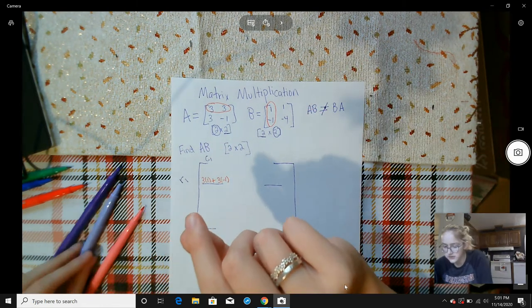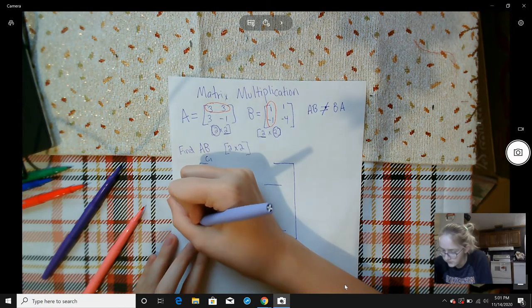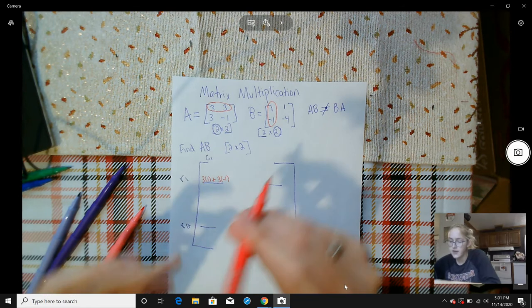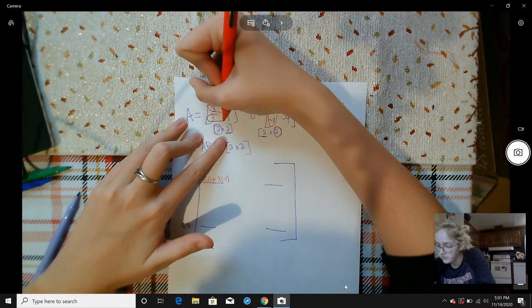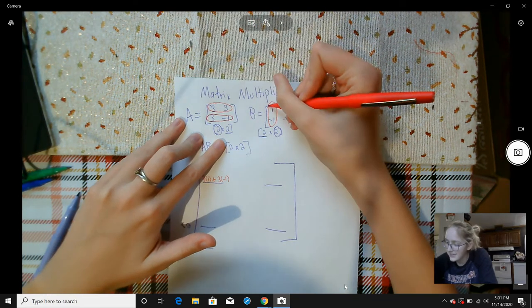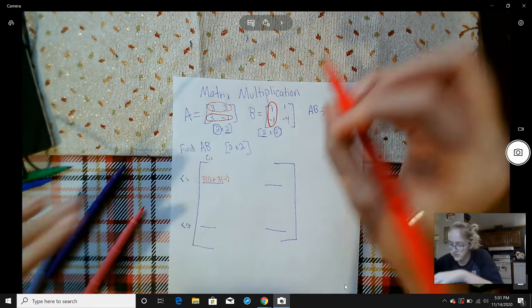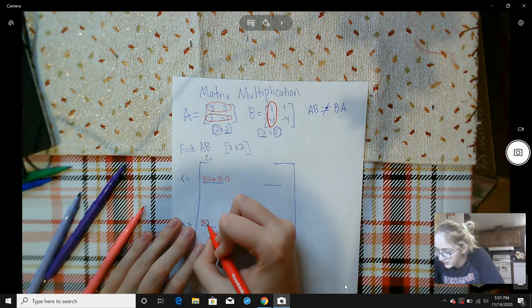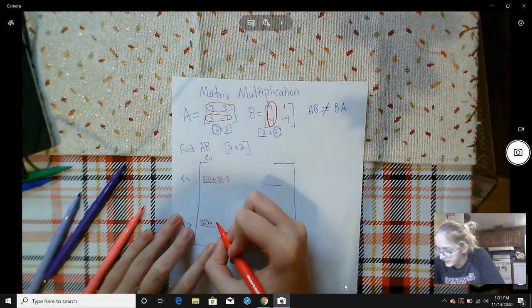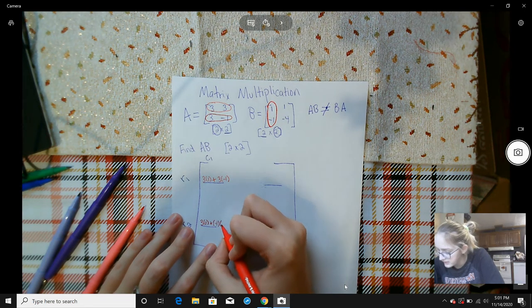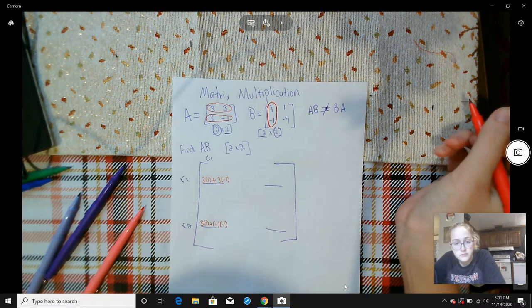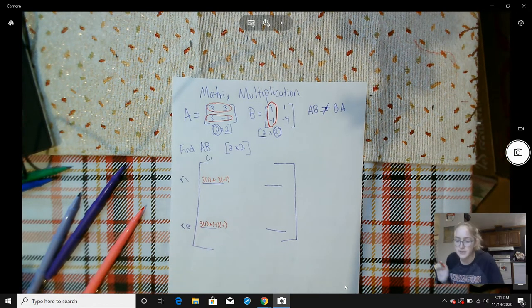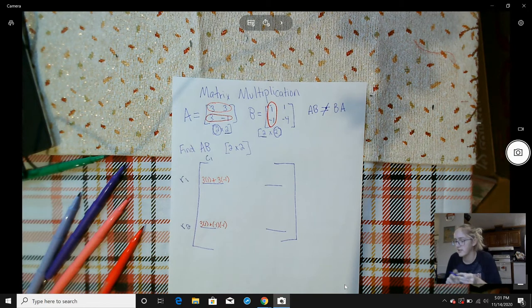Same thing for this one. This one is in row 2, column 1. So to get this spot, I'm going to do row 2 times my column 1. That's going to give me 3 times 1 plus negative 1 times negative 1. Okay, so this is very much a step-by-step kind of process.